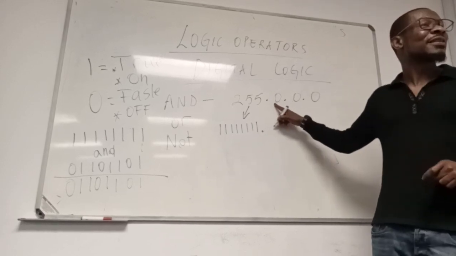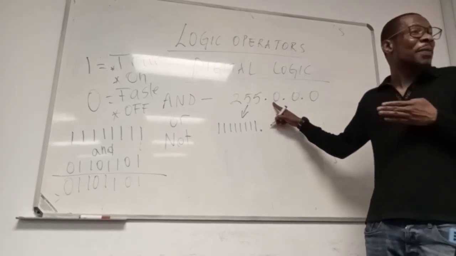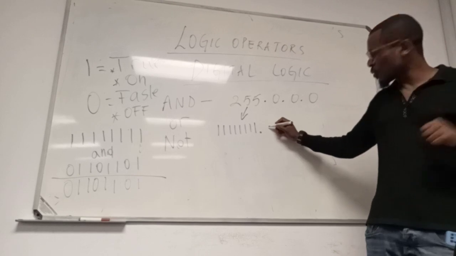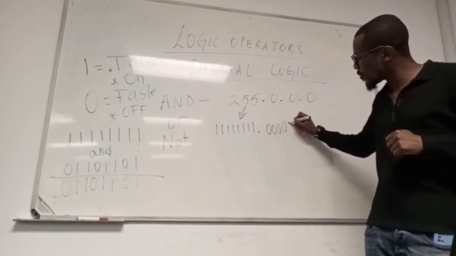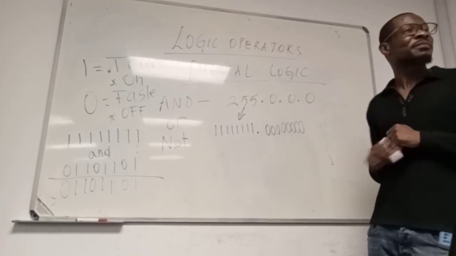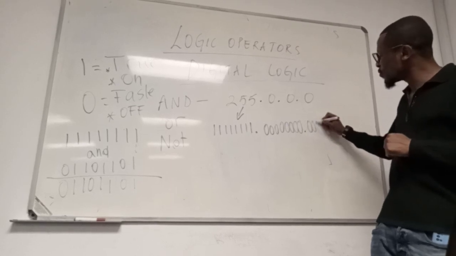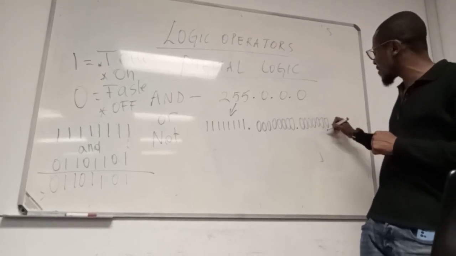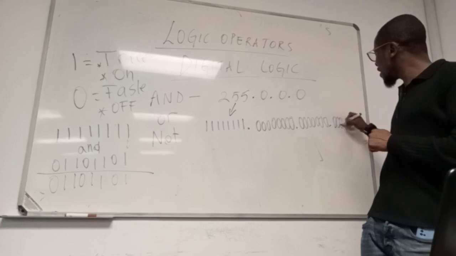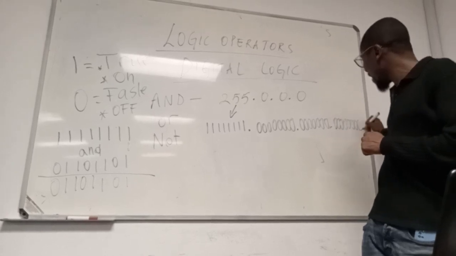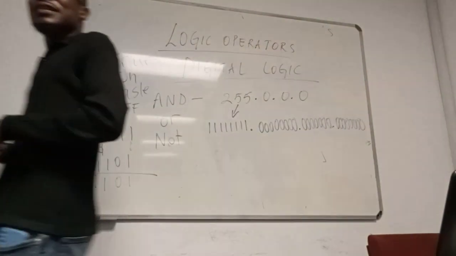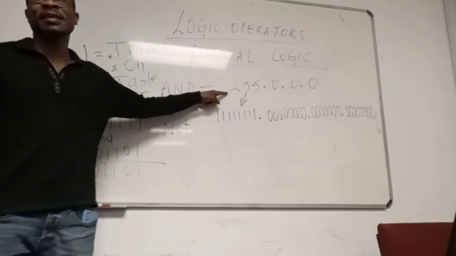But here there is a 0. It means the host part. You must put 8 zeros. 1 2 3 4 5 6 7 8. Again, 1 2 3 4 5 6 7 8, dot, 1 2 3 4 5 6 7 8. Right? So the subnet mask is this one, but in binary.